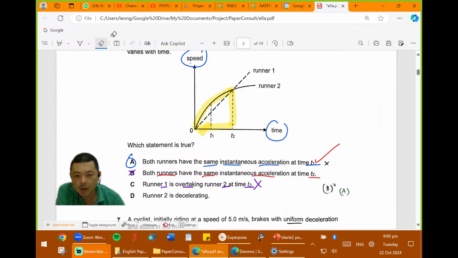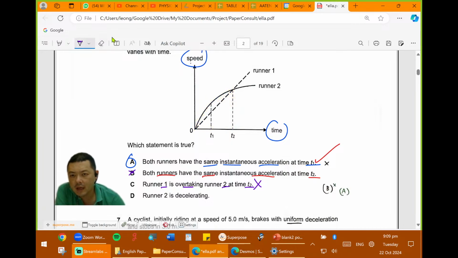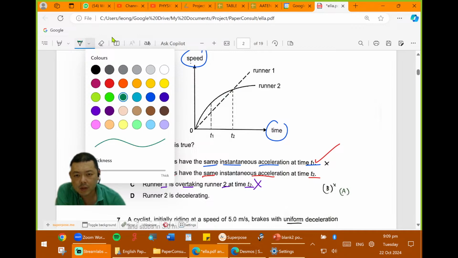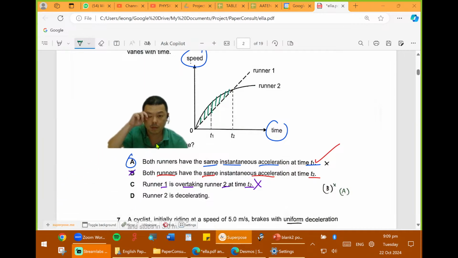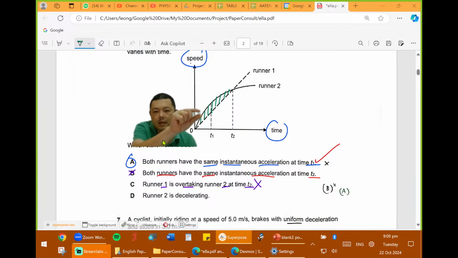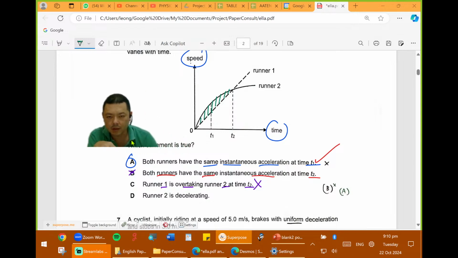Yep. Okay. So what you notice is that by t2, runner 2 has already gained some distance ahead of runner 1, and that was the distance. You see that, right? This is the distance. So that means runner 2 has this amount of speed, sorry, distance, ahead of runner 1. Runner 2 is ahead of runner 1.